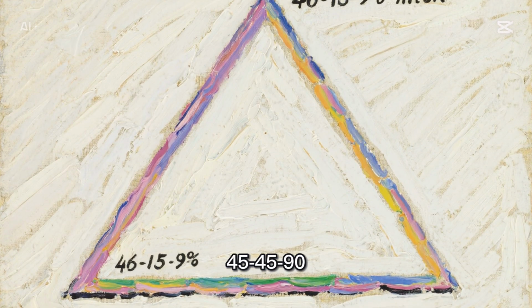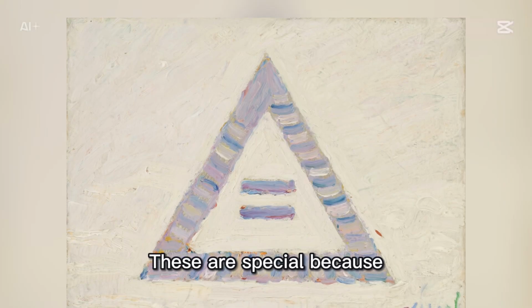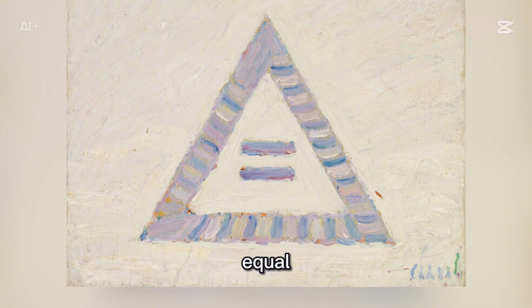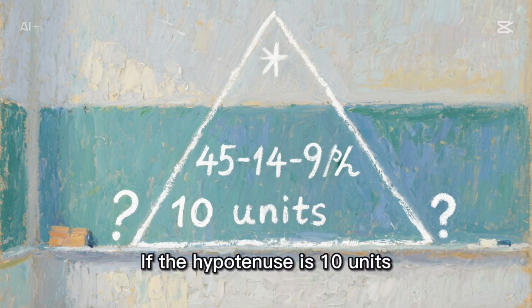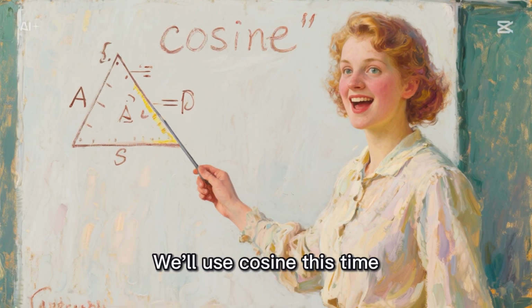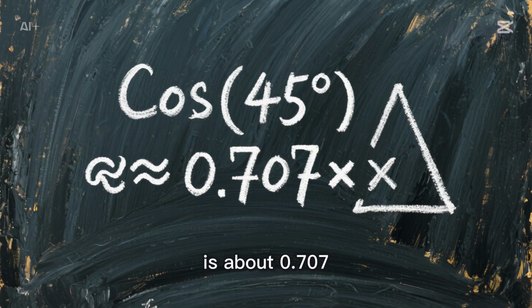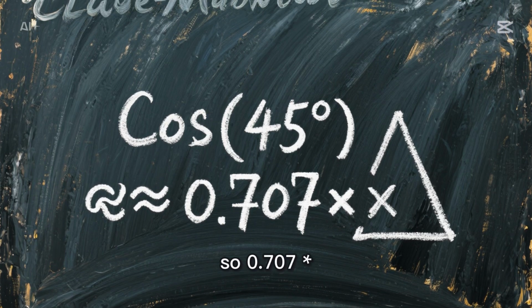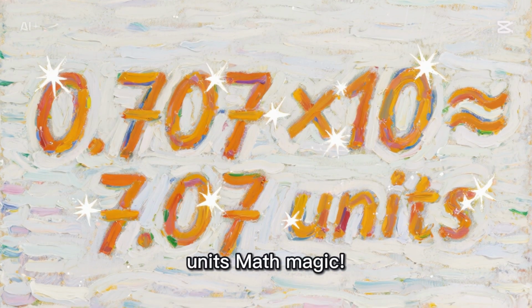How about a 45-45-90 triangle? These are special because the two legs are always equal. If the hypotenuse is 10 units, what's the length of one leg? We'll use cosine this time. Cos 45 degrees is about 0.707, so 0.707 times 10 is about 7.07 units. Math magic.